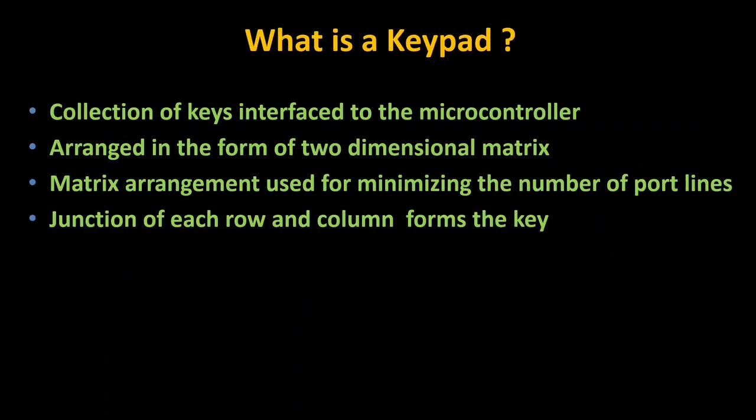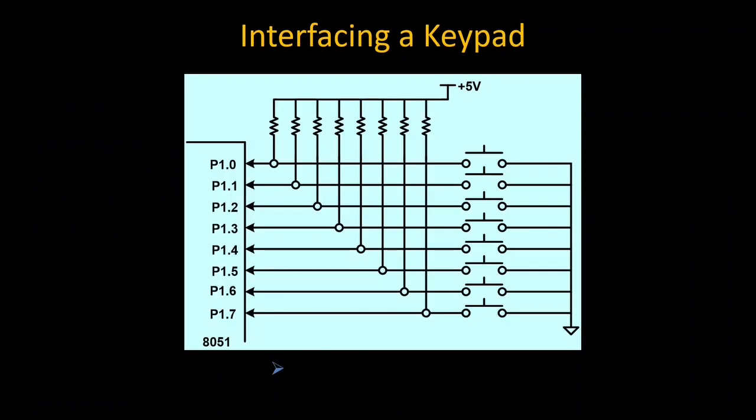Before that, we have to understand what a keypad is. A keypad is a collection of keys which is interfaced with your 8051 microcontroller. Generally, it can be interfaced with any microcontroller. Its arrangement is in the form of a matrix. I have said 4x4 matrix, right? The matrix arrangement is used to minimize the number of ports. We will see how the number of ports gets minimized. The junction of each row and a column forms a key, right? We will understand those things as we get inside the keypad.